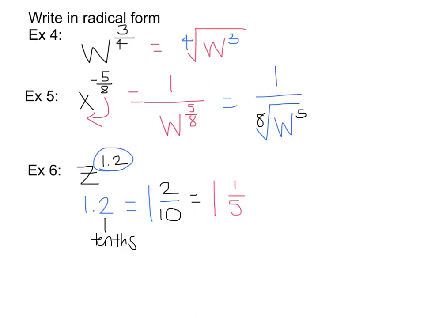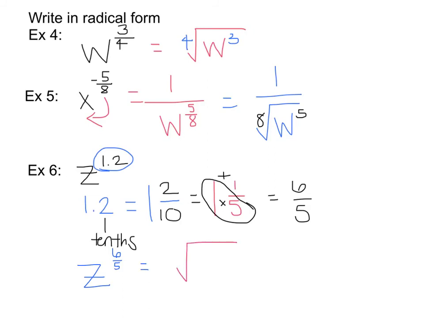All right, now we multiply 5 times 1, and we get 5, and then we add the 1 on the top and we get 6/5. If you were to type 6/5 into your calculator, 6 divided by 5, it should give you 1.2. So now we have z to the 6/5 power. So now I can rewrite it. Z stays underneath. 5 is my index. 6 stays with the z.